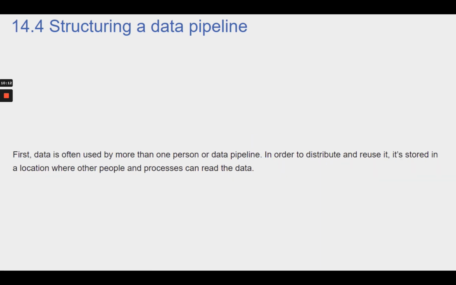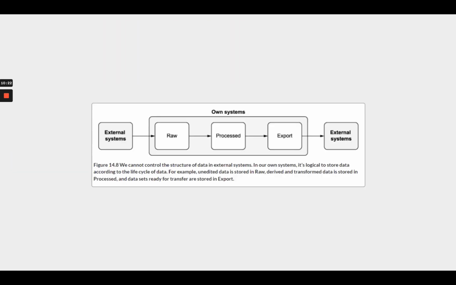First, data is often used by more than one person or data pipeline. In order to distribute and reuse it, it's stored in a location where other people and processes can read the data. But more importantly, we want to make our pipeline reproducible. What does reproducibility imply in terms of a data pipeline? Data is never perfect, and software is always in progress. This means we want to be able to go back to previous DAG runs and rerun a pipeline with the data that was processed.